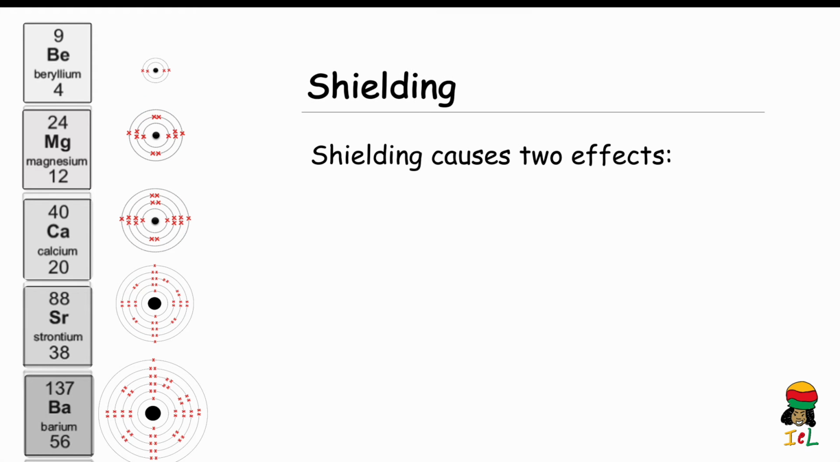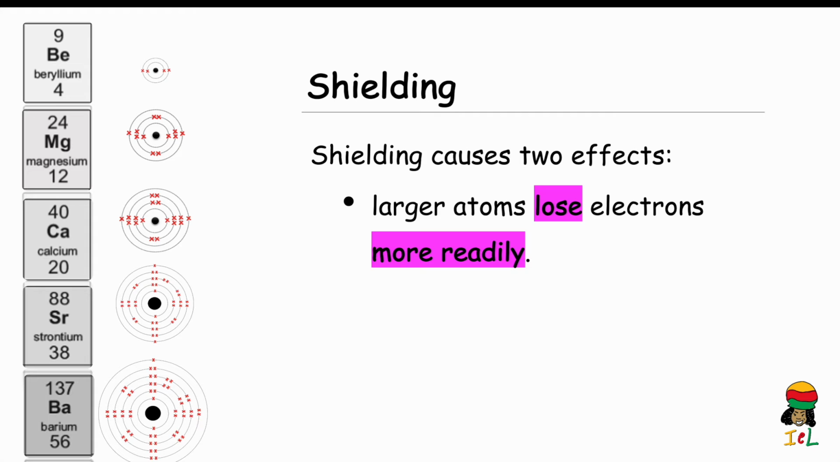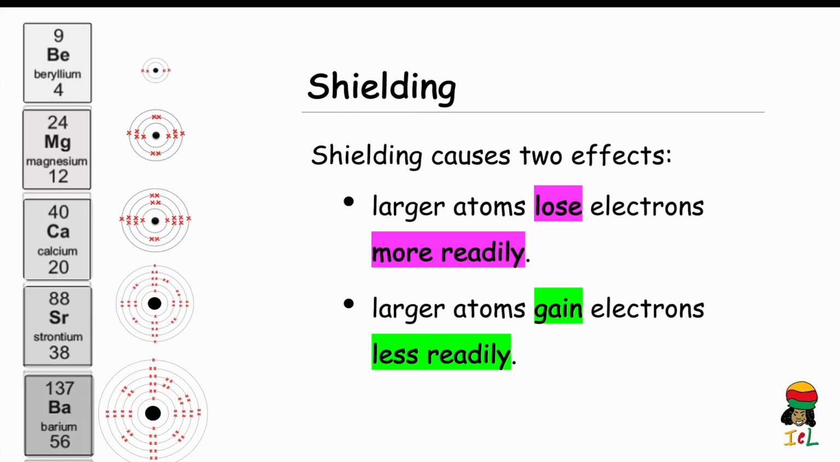It's important to keep in mind that shielding causes 2 effects. 1, it causes larger atoms to lose electrons more readily. And secondly, shielding causes larger atoms to gain electrons less readily.